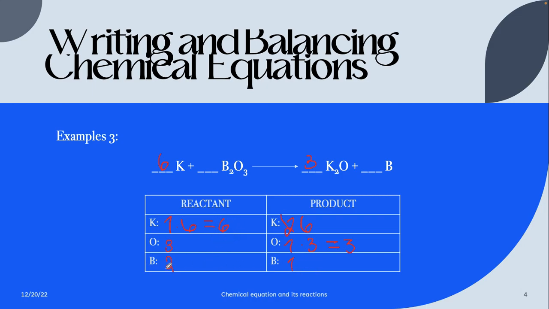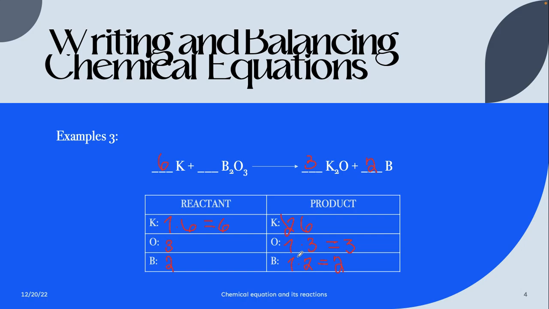And finally, we have 2 borons on the reactant side and 1 on the product side. So to make this equal, we multiply the boron on the product side by 2. And now this will be 2. So now we put the 2 up here. And now we have 6 potassium on both the reactant and product side, 3 oxygens on both sides, and 2 borons on both sides, which makes this equation balanced.